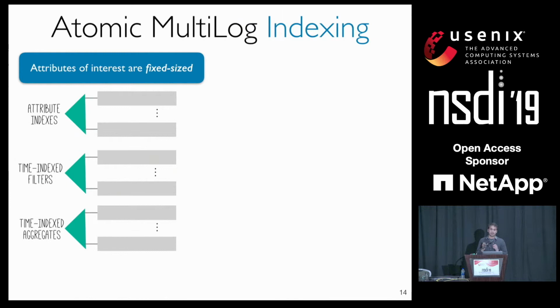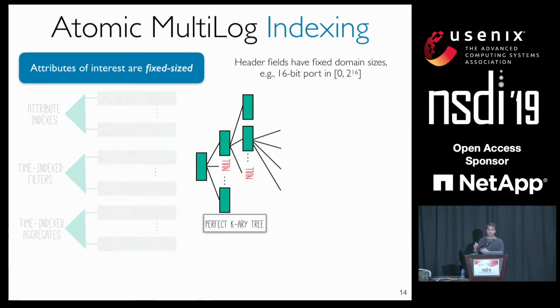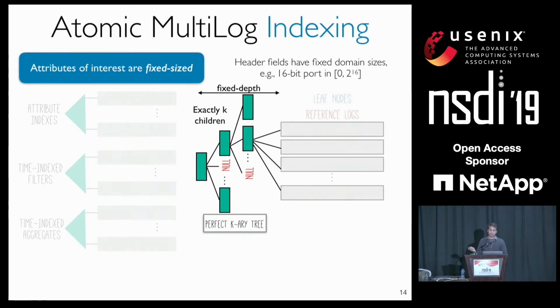In contrast, in the atomic multilog, we only have to index fixed size attributes. In particular, these header fields that we have to index even have fixed domain sizes. So for instance, if you have a 16-bit port, it has a fixed domain which ranges from 0 to 2^16. We exploit this fact to use a perfect k-ary tree data structure to index these fields, and it only supports indexing for fixed size attributes. Each node in this tree has exactly k children, and even the depth of this tree is fixed and is predetermined by the size of the attribute that you're actually indexing. The leaves of this tree are the concurrent logs that I described earlier.